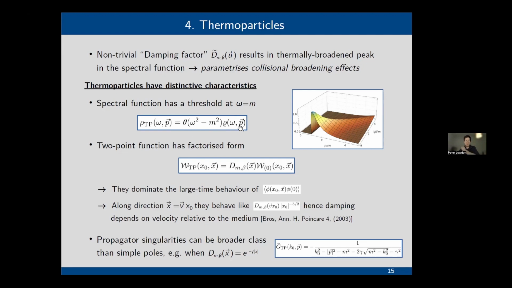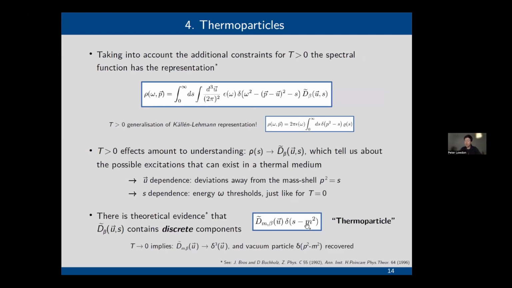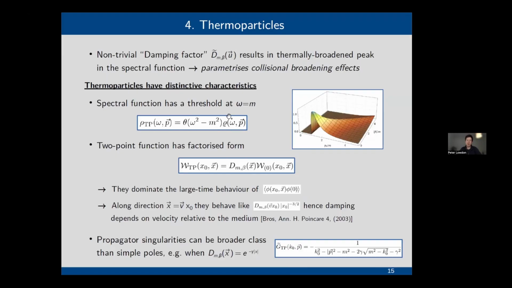Because you get this threshold structure, and this threshold structure just comes from this factorization. When U and S are factorized in this form and you throw this in here, you see that you actually get a threshold in the energy. It comes from this special form. What it also means is that the 2-point function has a factorized form. So the 2-point function of a thermoparticle degree of freedom can be written as the damping factor in position space multiplied by the 2-point function of a free particle of mass m. That's where the term damping factor comes from, because it's really a multiplicative factor which reduces the amplitude of detection of these particle states.